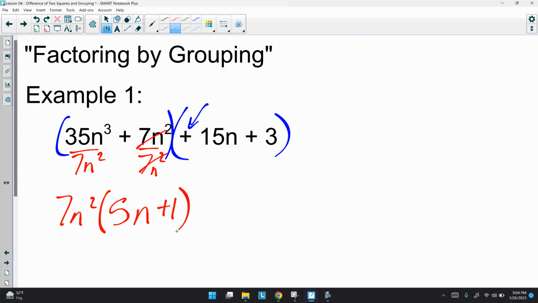Second term. We're done with the first two. Now we're going to look at the last two. And again, you see what you can pull out of each one.